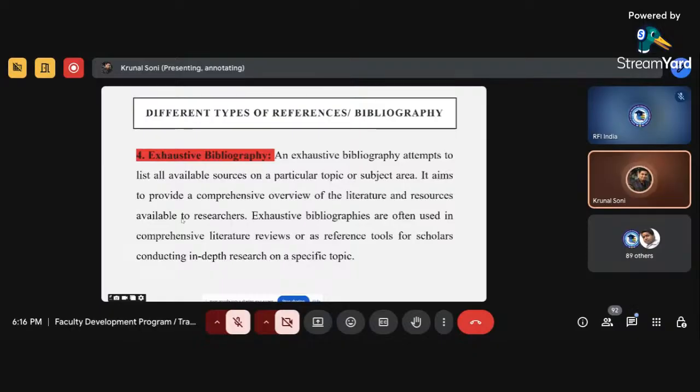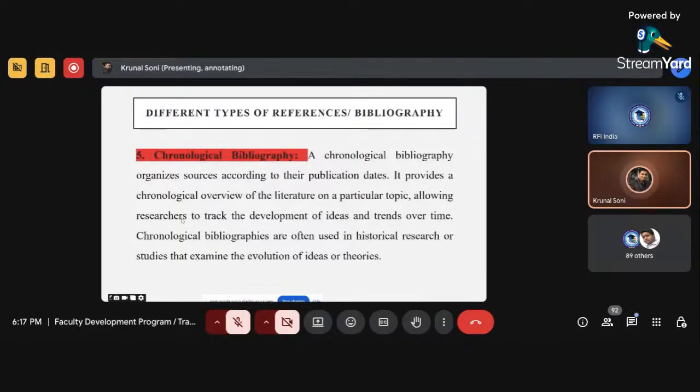Then the exhaustive bibliography attempts to list all available sources on a particular topic or subject area. So this provides a comprehensive overview. Just like in subjective, where we differentiate variable-wise, here there is no difference. All the subject-wise references are kept together. There is no bifurcation. So I think the exhaustive bibliography is not going to be very useful here, but still for your knowledge, we are discussing it.